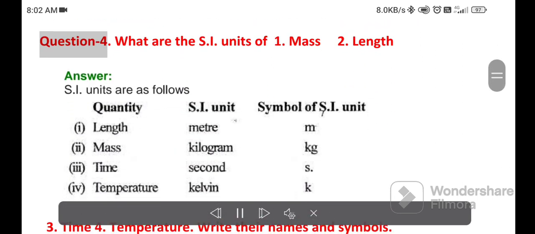Question 4. What are the SI units of 1. Mass. 2. Length.